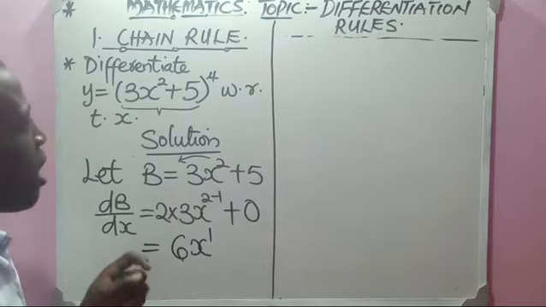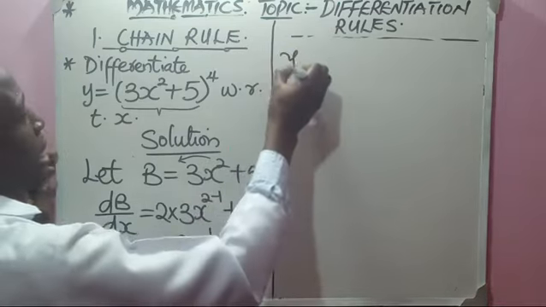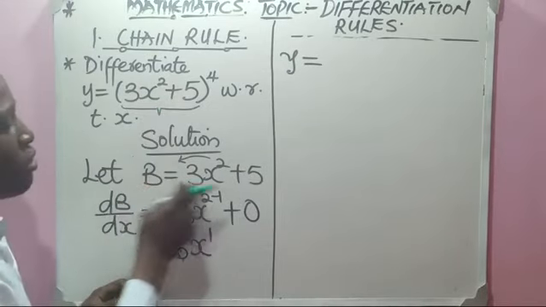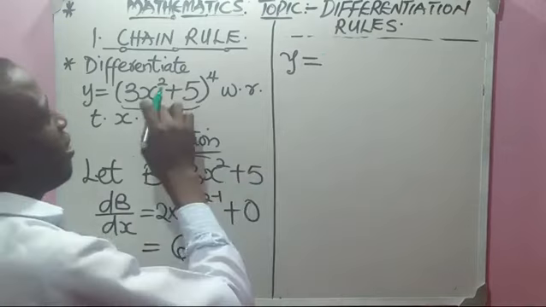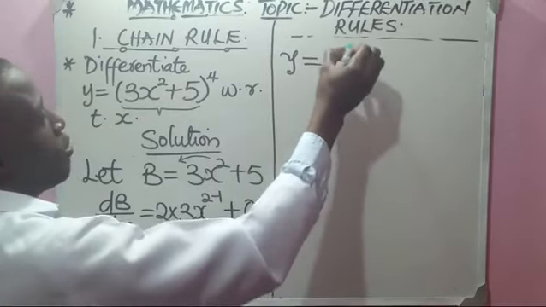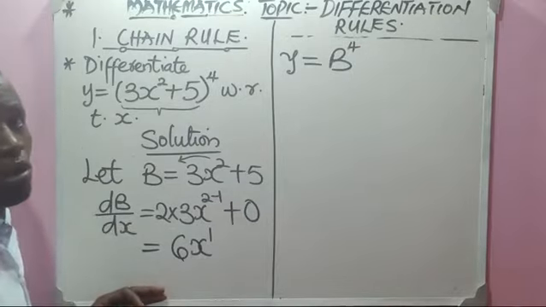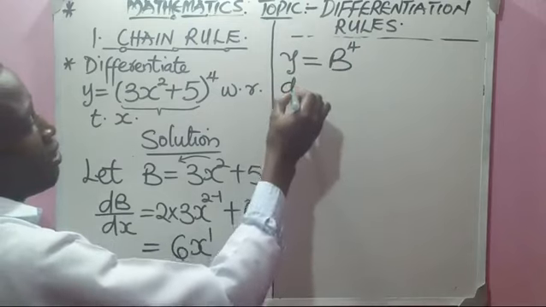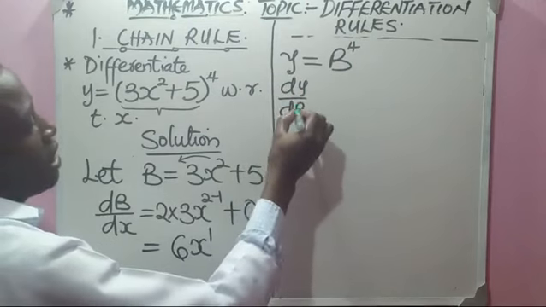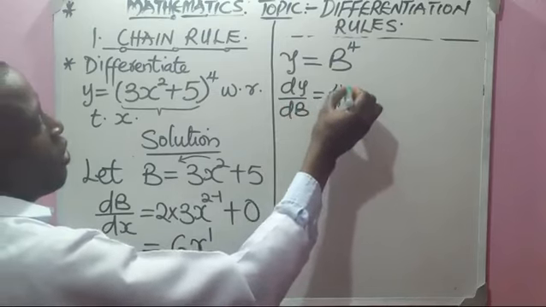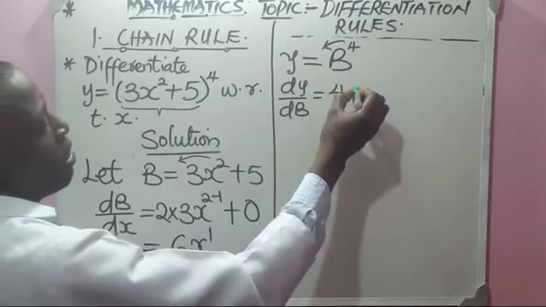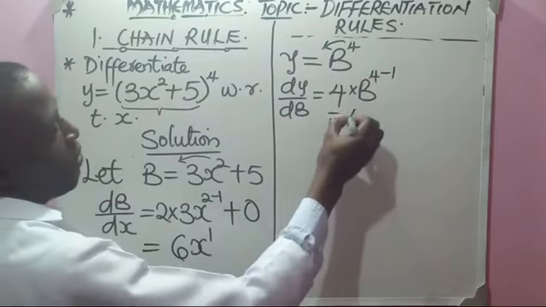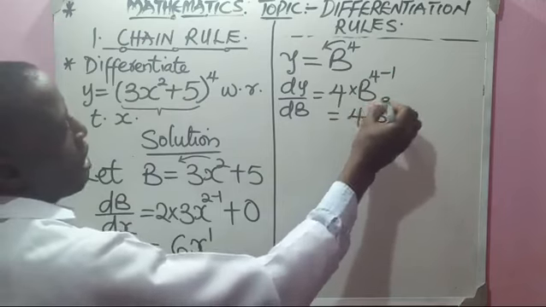1. Now, I will go back to the question, I will rewrite it as y equals, I will not write 3x squared plus 5 because I've already said let b represent it. So instead of this, I'll put b raised to the power of what? 4. Did you see that? So I'll now differentiate. These are the two unknowns here. I'll say dy over db will give me 4. This 4 will come behind, 4 times b raised to power 4. You subtract 1 from it, and that will give you 4b raised to power 3.